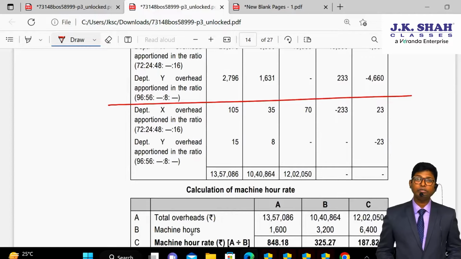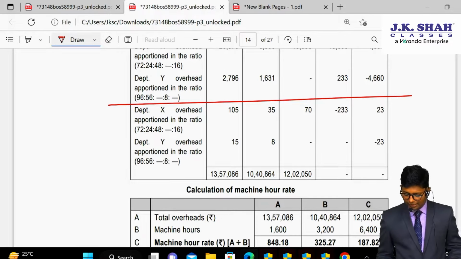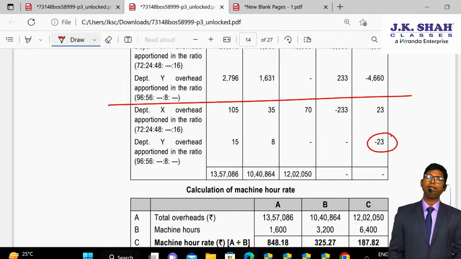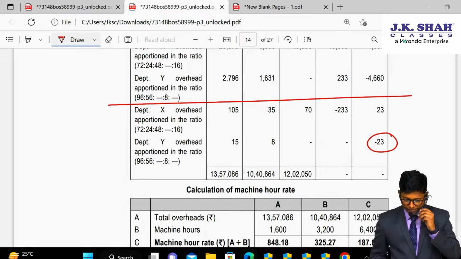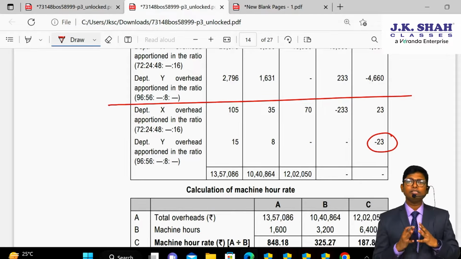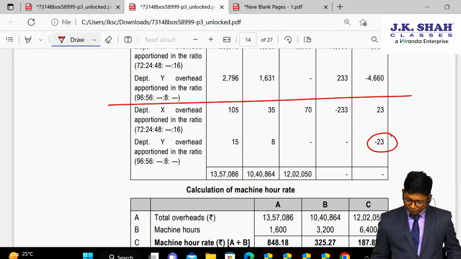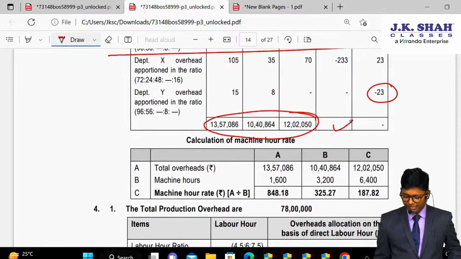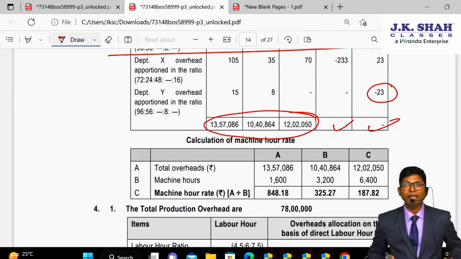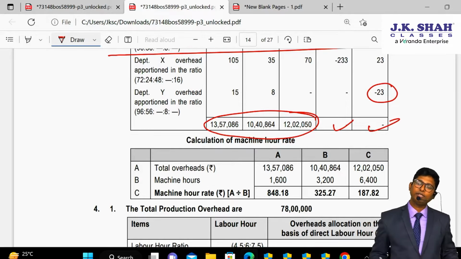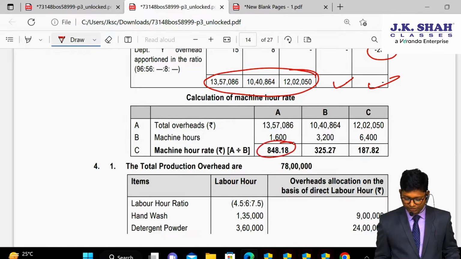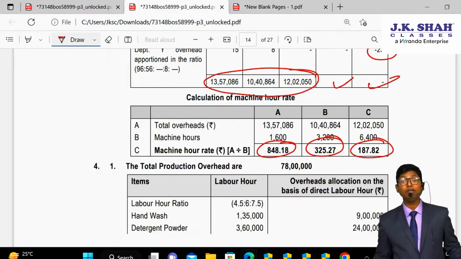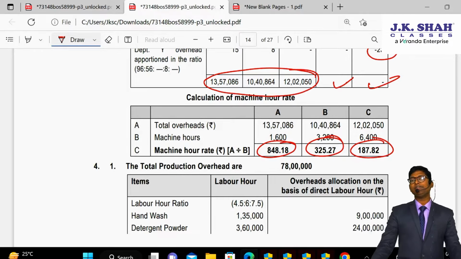Finally, the question says third cycle should be the last cycle, whatever balance is available in the last bifurcation, you should divide only and only between the remaining departments. So this is what is done in this question. And finally, the overheads which are available with us are only and only, see, no service department overheads are left, they have vanished and entirely been transferred to the production departments. These overheads they have divided by using machine hours, as the question is also asking us to calculate the machine hour rate. So this is a very simple thing.